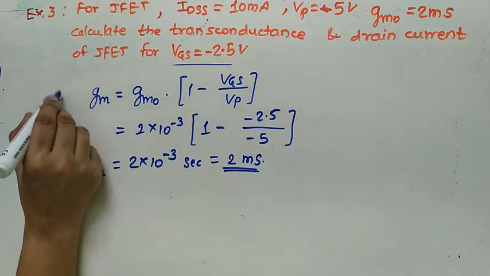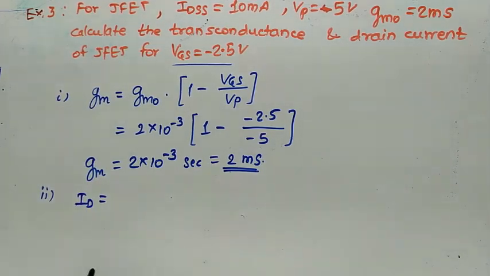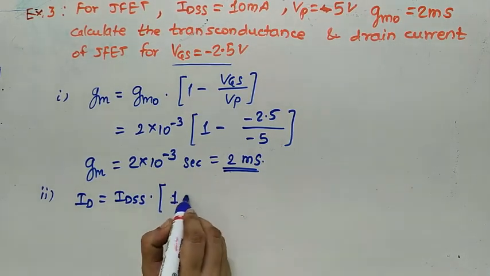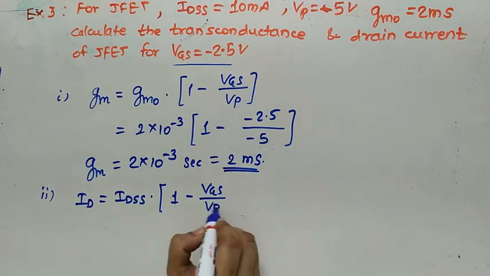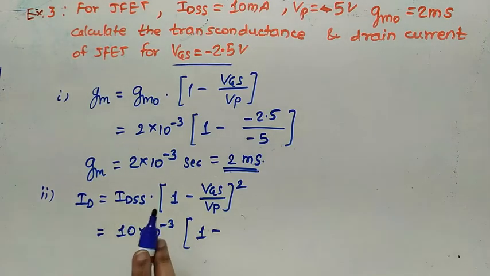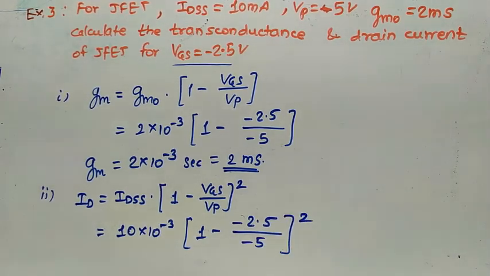And for calculation of ID, we have to use Shockley's drain current equation. ID is equal to IDSS into (1 minus VGS upon Vp) whole square. Putting the values, IDSS is 10 milliampere, VGS is given as minus 2.5, Vp is minus 5, bracket square. So we'll get ID equal to 2.5 milliampere.